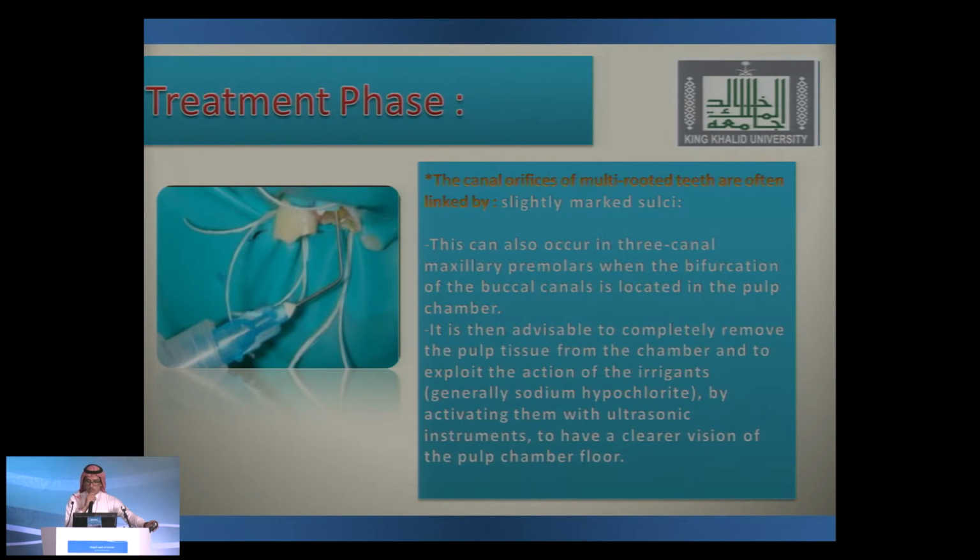The canal orifices of multi-rooted teeth are often linked by slightly marked sulci, and this occurs in the three-canal maxillary premolar, with the bifurcation of the buccal canals located in the pulp chamber. So when you do a straight line access cavity in the proper way, you can remove all of the pulp tissue by irrigant, especially sodium hypochlorite.